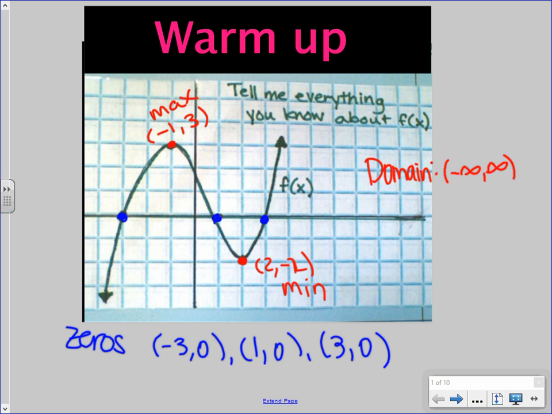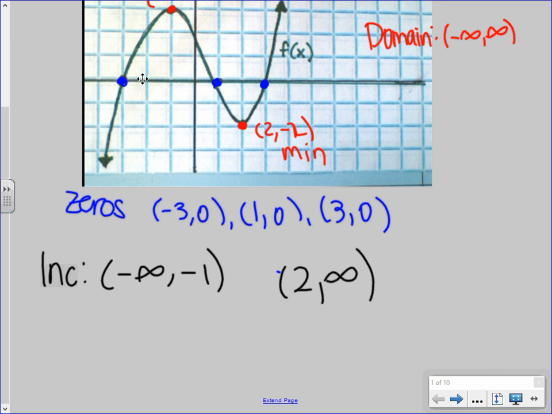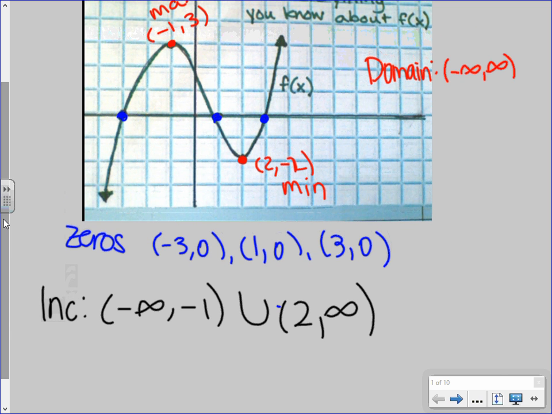It increases from negative infinity to -1. Okay, so we'll do that in black. So it increases from negative infinity to -1. Mm-hmm. And from 2 to infinity. And from 2 to infinity. And since there's 2 of those, we can union those together. So from negative infinity to -1, and then from 2 to infinity, we are increasing. I like it. Pod 6, anything to add?